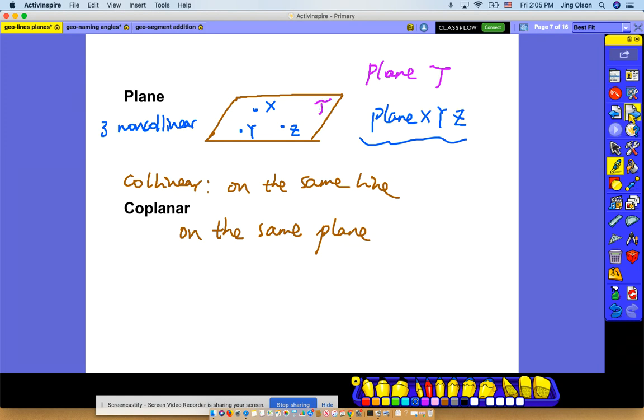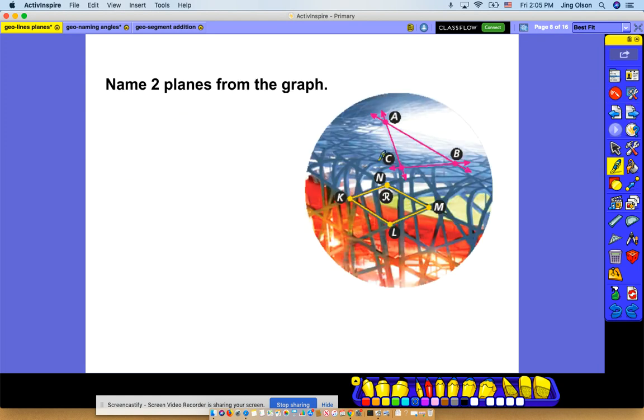Let's go ahead and name 2 planes from the graph. We have 2 planes. One is the yellow one, one is the pink one. You might ask, how come the pink one is a triangle, not a parallelogram? It doesn't matter. Is it a flat surface? Yes, it is. It goes on forever, right? So this is a plane. It doesn't have to be a rectangle or parallelogram. It's just that we usually use a parallelogram. But plane means a flat surface that goes on forever.